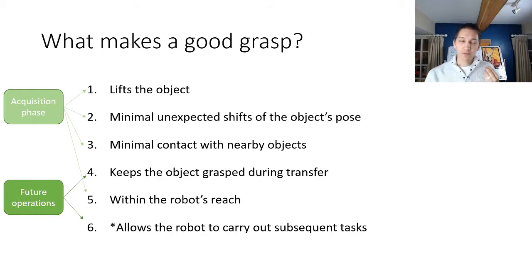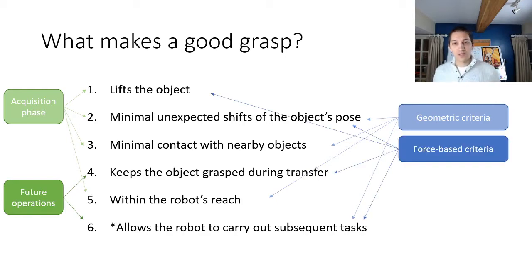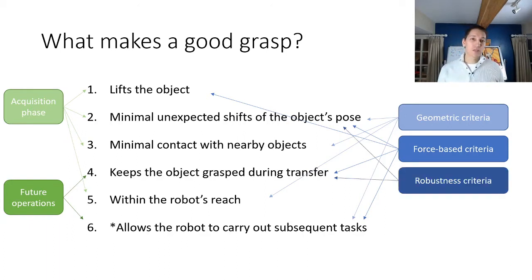There's also different types of criteria that we need to think about. So these criteria 2, 3, 5, and 6 think about the geometry of the situation. And these 1, 2, 4, 5, and 6 think about force-based criteria. Some of these combine both geometric reasoning and force-based reasoning together. And then there's also the question of robustness. We oftentimes need to have grasps that deal with disturbances well. And so a couple of these deal with how those disturbances affect the grasp.